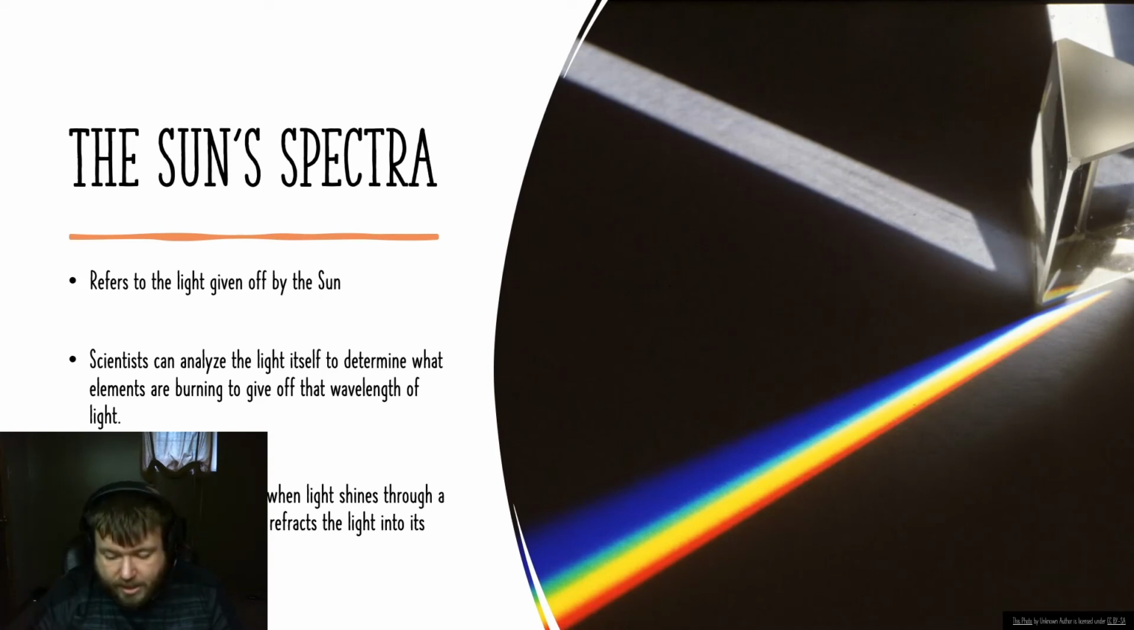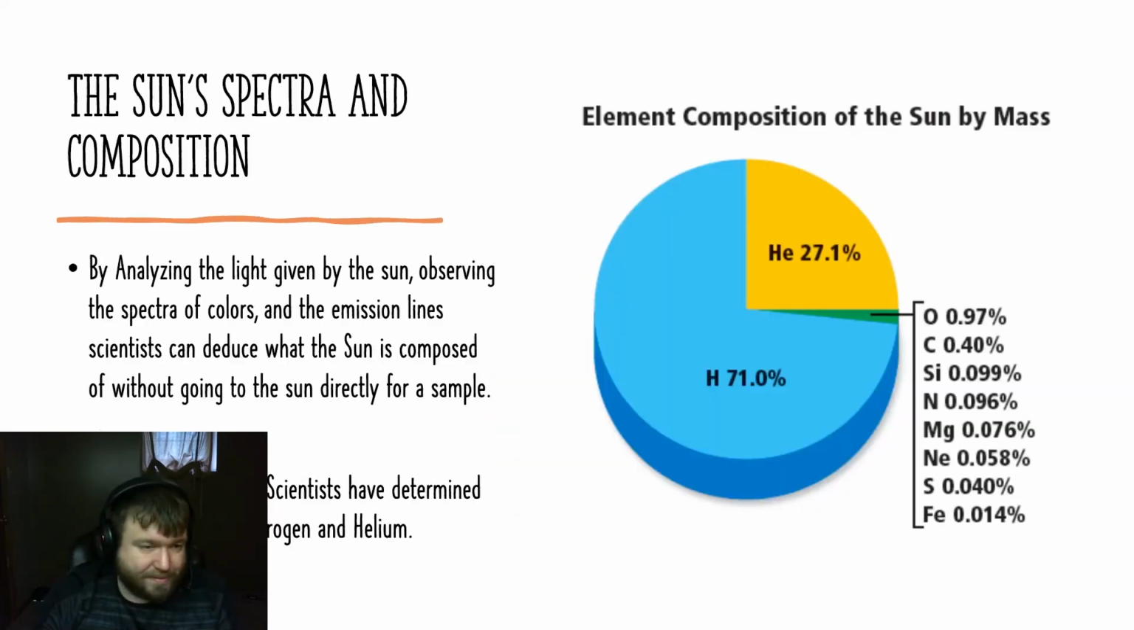You know, obviously, we've talked about how much temperature and pressure and everything that the sun has. That's why we can't just go there, obviously. There's nothing that can withstand that amount of temperature. So that's why we can't just go to the sun or get a sample of it. By analyzing the light given by the sun, observing the spectra of colors and the emission lines, scientists can deduce what the sun is composed of without going to the sun directly for a sample. Through this analysis, scientists have determined the sun is mostly hydrogen and helium.